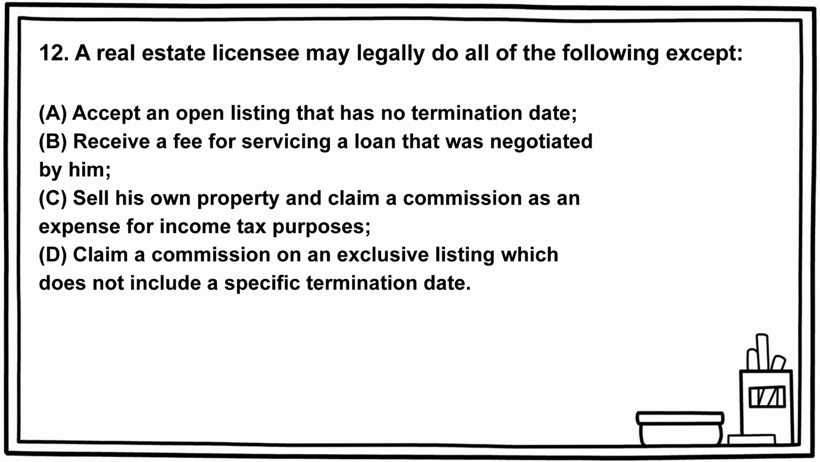A real estate licensee may legally do all of the following except A. Accept an open listing that has no termination date. B. Receive a fee for servicing a loan that was negotiated by him. C. Sell his own property and claim a commission as an expense for income tax purposes. D. Claim a commission on an exclusive listing which does not include a specific termination date.